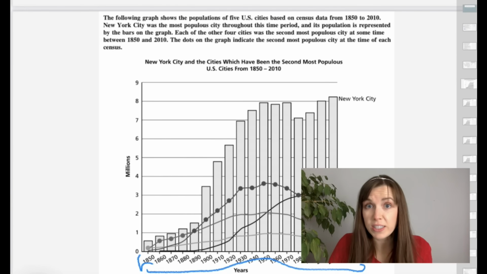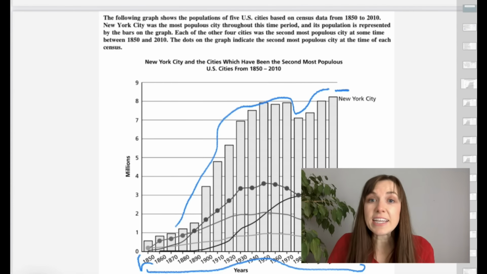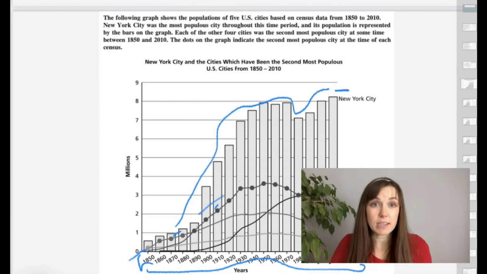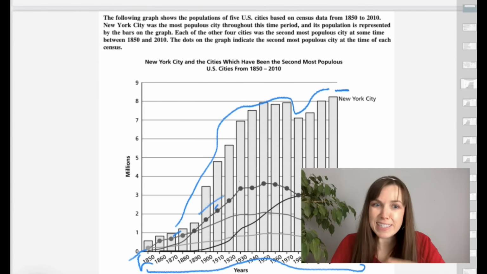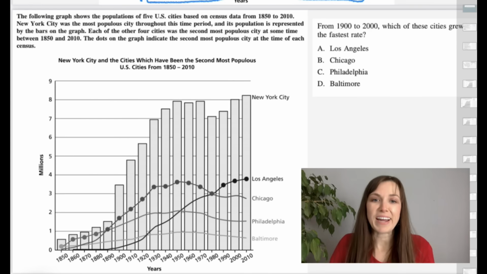New York City was the most populous city throughout the time period. So you'll notice here, New York City represents these little bar graphs right there. Each of the other 4 cities, oh, you really can't see those, but you will in just a second, I promise, show the second most populous city. So each of these little tiny dots that are right along here represent the second most populated city. So let's take a look at the questions that relate to this graph. All right, there's the graph.